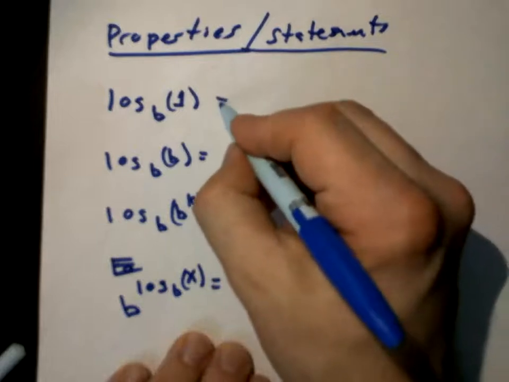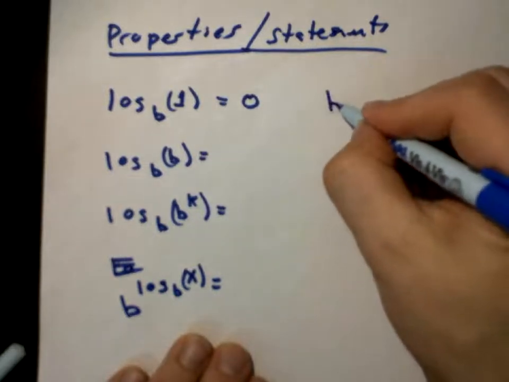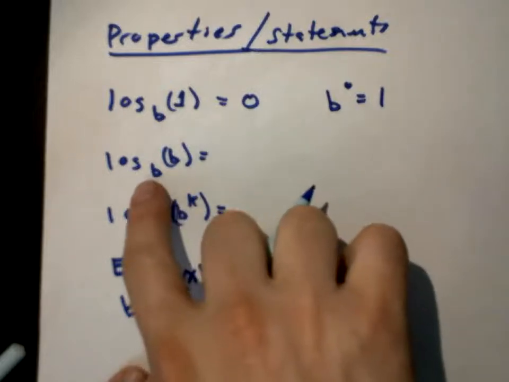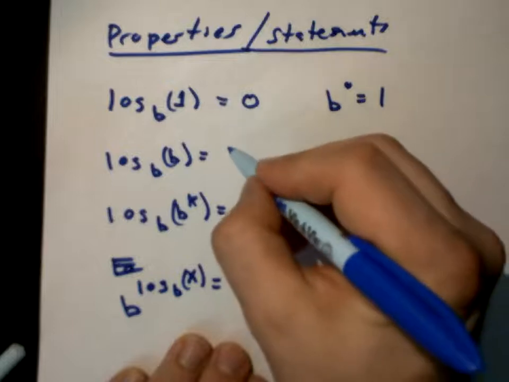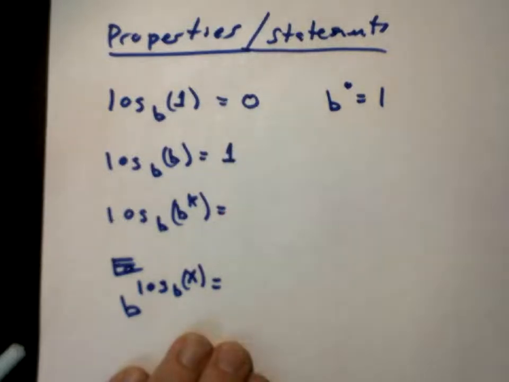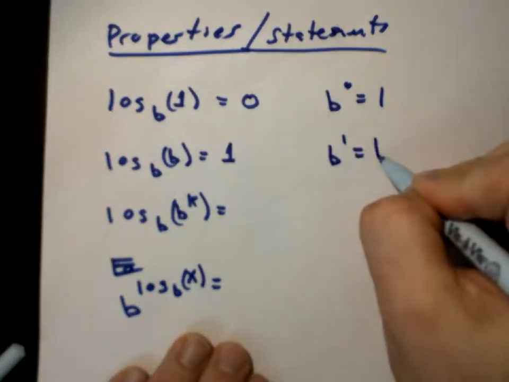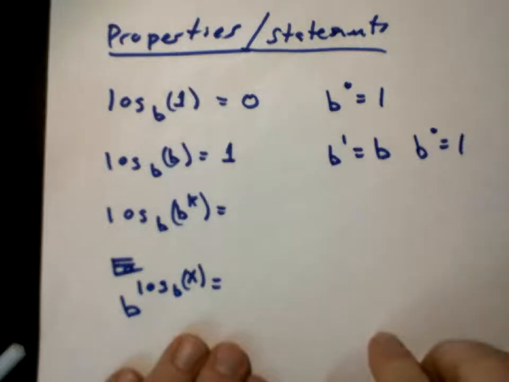All right. So if we had log base b of 1, that is 0. Because, remember, b to the 0 is 1. Log base b of b is going to be 1 as well. Because b to the first power is b, obviously. And b to the 0 is 1.